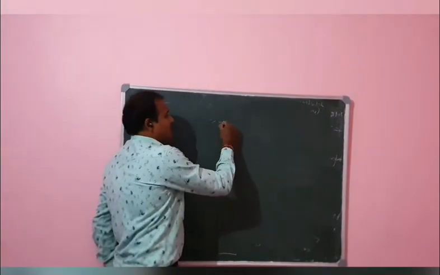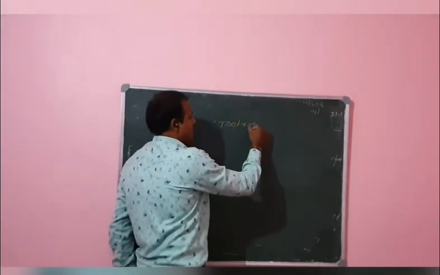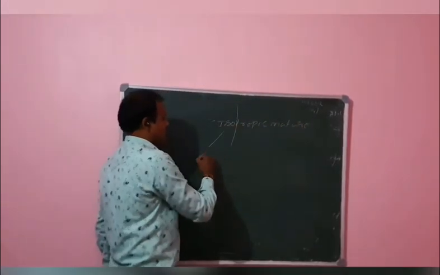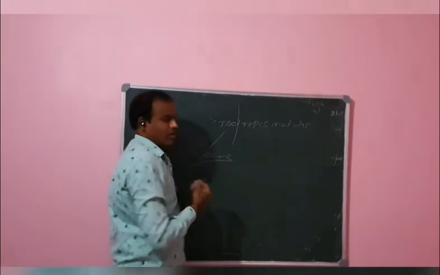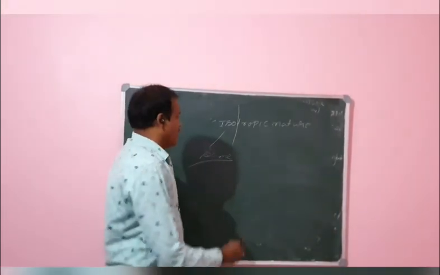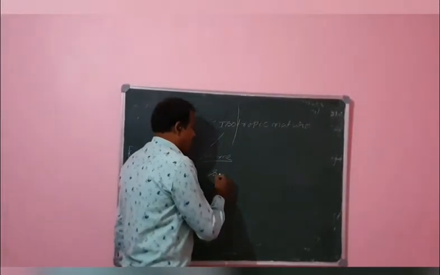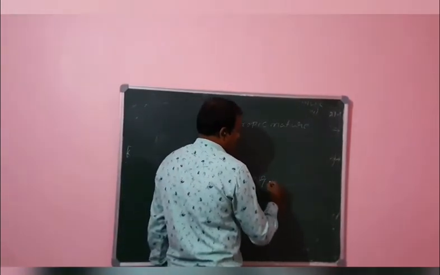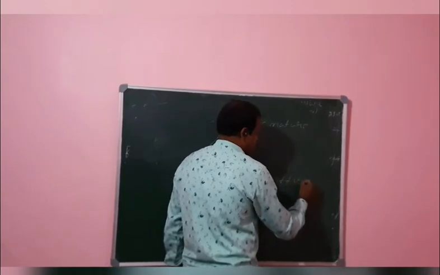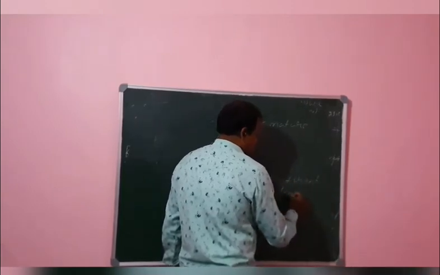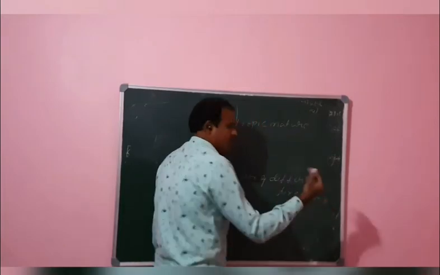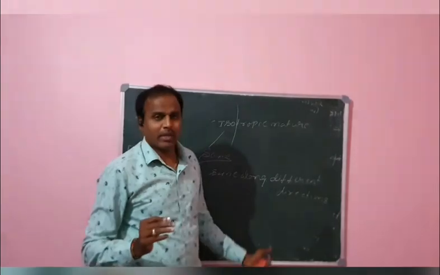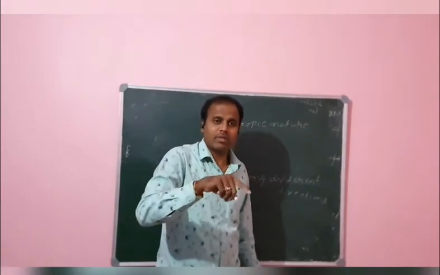Another property is called isotropic nature. Iso means what? Same. Same along the different directions. Wherever you observe from, in different directions, it is the same.